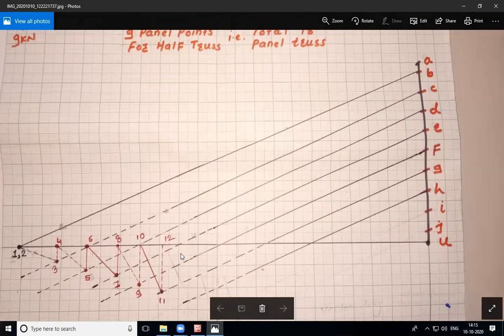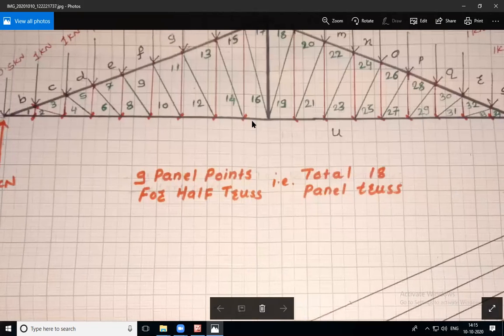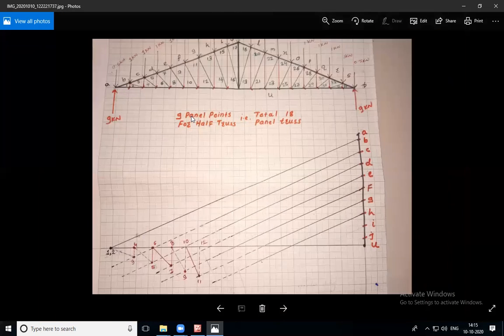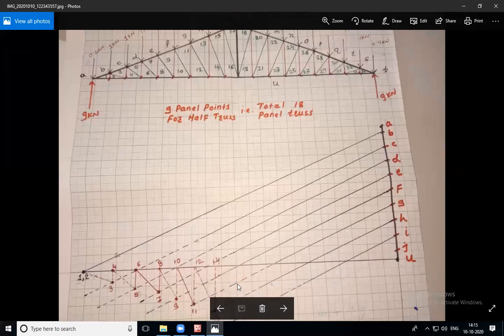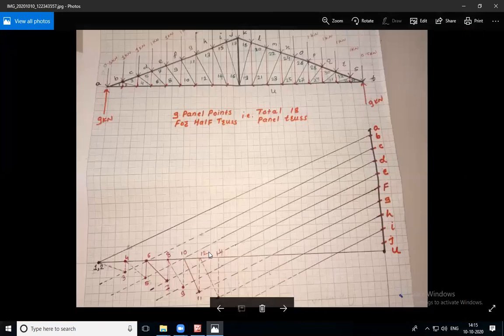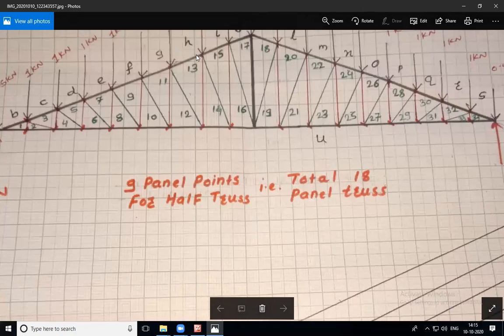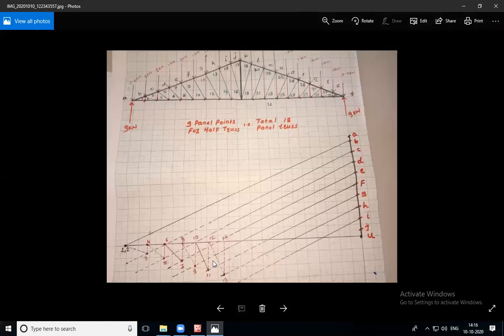Now we have the location of 12. After that H13, 13 12 or 12 13, an inclined line. Draw a line which is parallel to this 13 12, which will somewhat look like this. From 13 to 14, a vertical line. Draw one vertical line, reach up to U like this. 13 14. The next joint is H. I-15. Draw one line which is parallel to that I-15, like this.